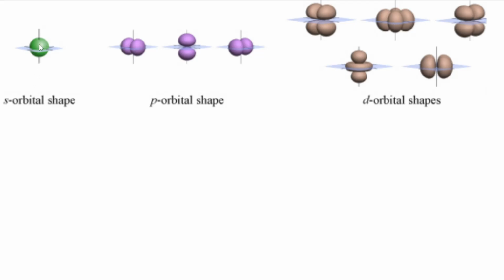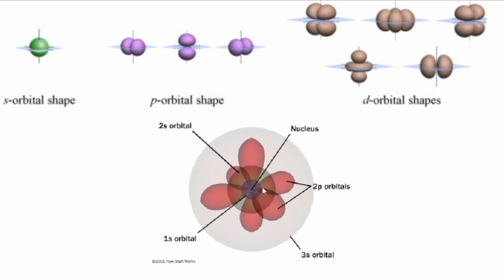S orbitals are spherical, and so the electrons in the s orbital just occupy a spherical three-dimensional space. P orbitals are dumbbell shaped, and those electrons would just occupy that dumbbell shaped space. D orbitals are more complex, and you can imagine the orbitals stacked on top of each other. If you look down here in the middle, you have the nucleus, then you see the 1s, and the 2s is right here, and then the 3s is on top of that, so they're stacked. And then within the second energy level, there are p-shaped orbitals.